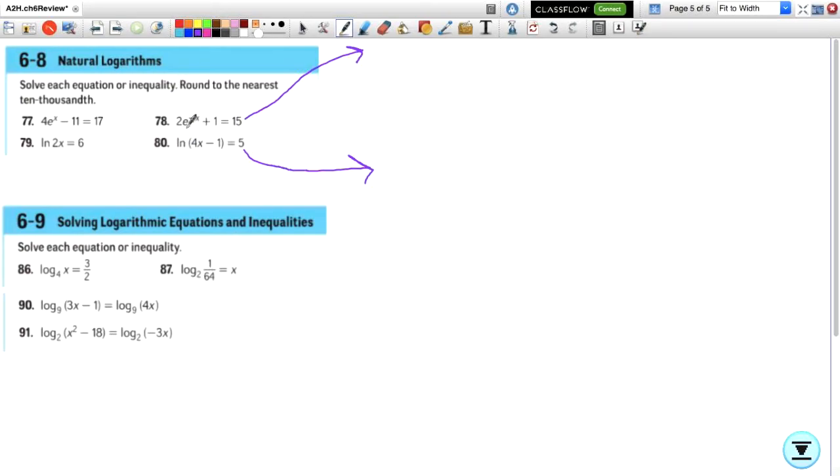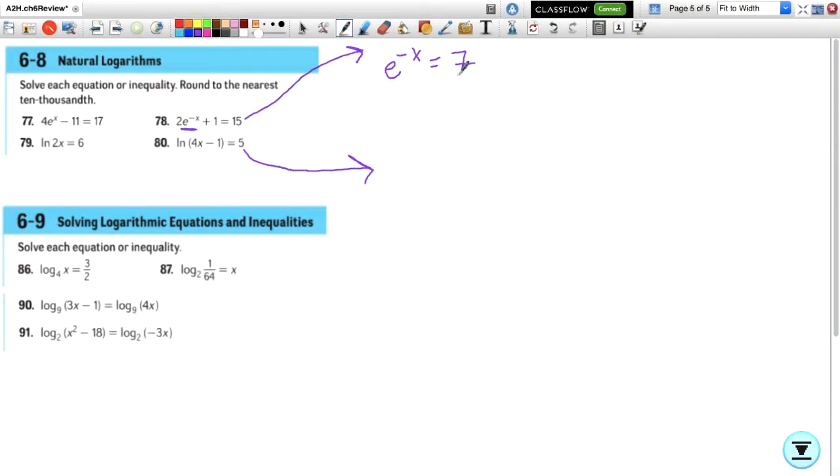You're going to first get either your log piece alone or simplified, or you're going to get your exponential piece alone or simplified first. So the first thing I'm going to do here is get my e to the negative x alone. I'm going to subtract 1 to get 14, and then I'm going to divide by 2. So I'm going to have e to the negative x equals 14 divided by 2, which is just 7.